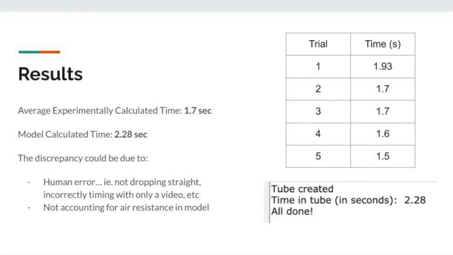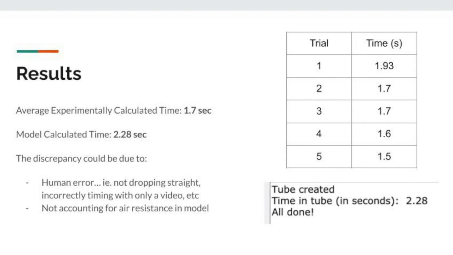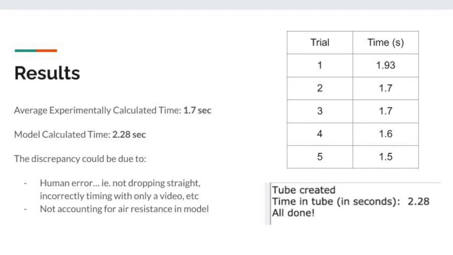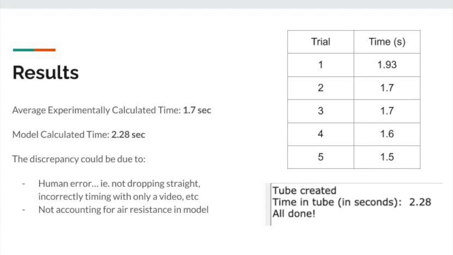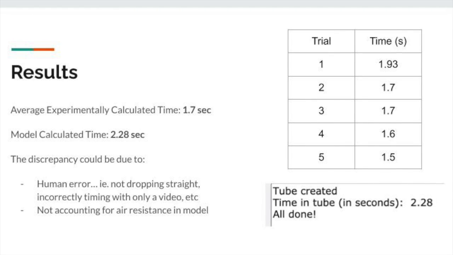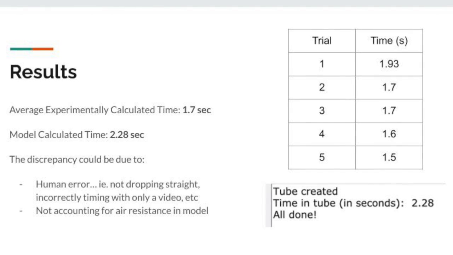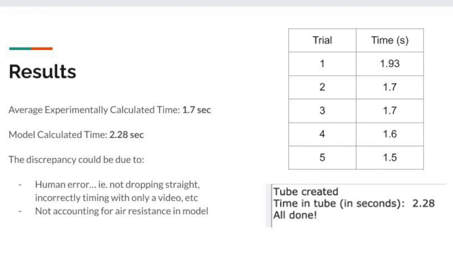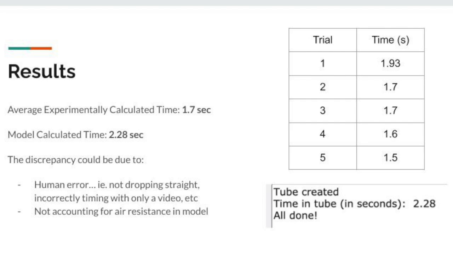Basically, if I wasn't dropping the bar magnet straight into the tube, or if I incorrectly timed, since it was only a simple iPhone video, there could have been a more precise way to measure the time. And also the model doesn't really account for air resistance, so there could have been some error there.